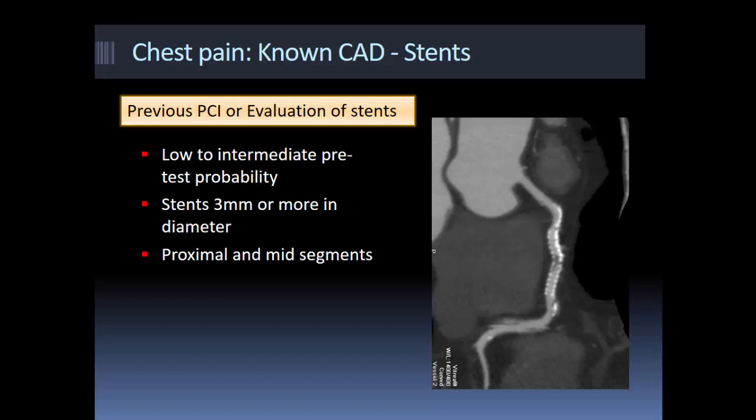So, patients with coronary artery stents. You would use CT if the patient has atypical symptoms. If the patient is having typical symptoms, probably go for a cath. Stents of 3 millimeters or more are ideal to exclude any in-stent stenosis or thrombosis, and ideally those with 3 millimeter stents, you're talking about the mid or proximal part of the coronary arteries, and particularly for left main stem stents, CT angiography is a no-brainer. It's very easy to exclude any problems in left main stem stents.